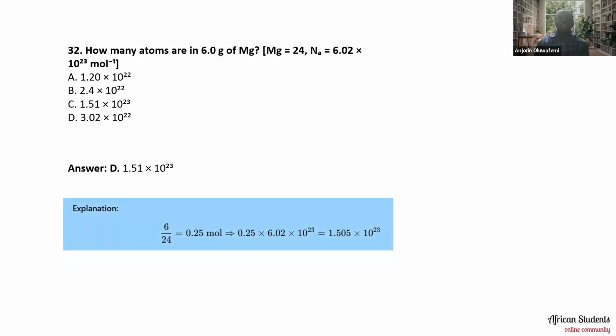First and foremost, we look at the number of moles by doing a division between the mass and the molar mass. The mass that was given is 6 grams. The molar mass in this particular one is 24. So that means you are working with 0.25 moles. You now multiply by the constant that was given to us, 6.02 times 10 to the power 23. And that will give us 1.505 times 10 raised to the power 23. So 1.51 times 10 raised to the power 23 is the correct answer.